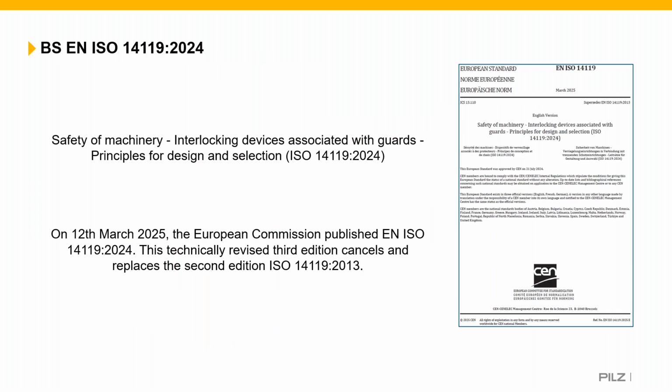But the standard itself is titled Safety of Machinery, Interlocking Devices Associated with Guards, Principles for Design and Selection. And this is particularly the 2024 edition. On the 12th of March this year, the EC published the standard, and it's a revised and updated third edition, and it will completely replace and repeal the second edition, which was last launched in 2013. So from now on, this is the version of the standard that you should be looking at for the projects that you're looking at for machinery interlocks.